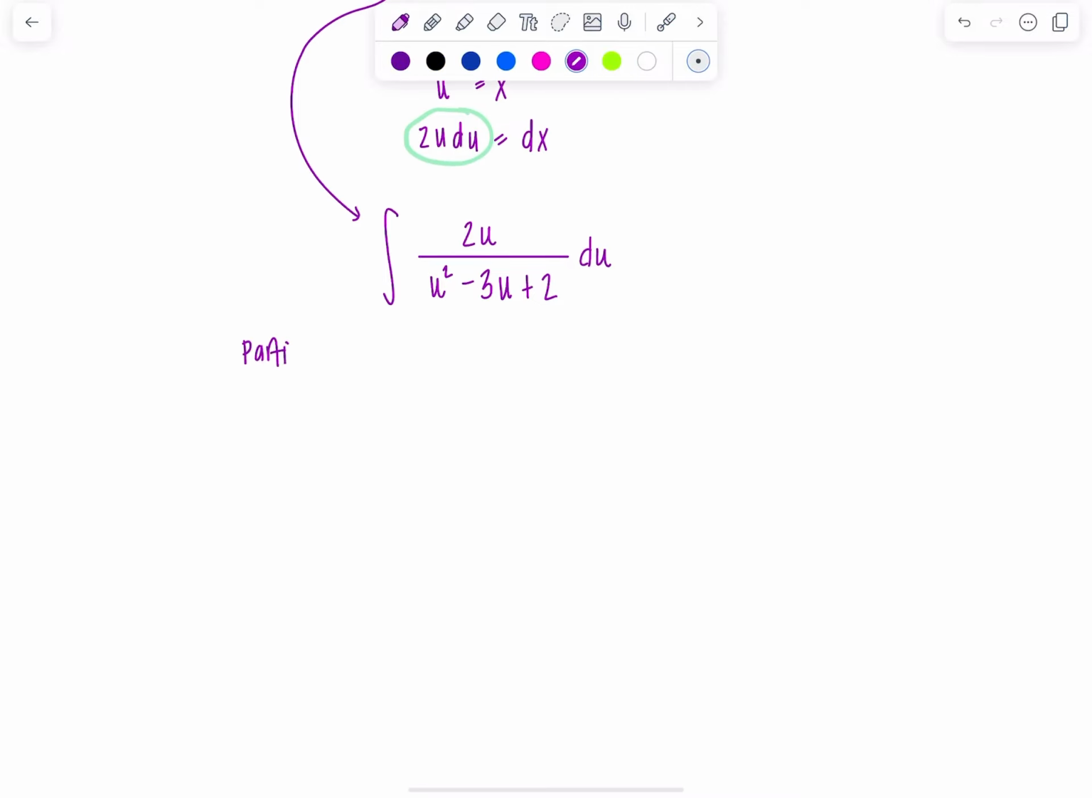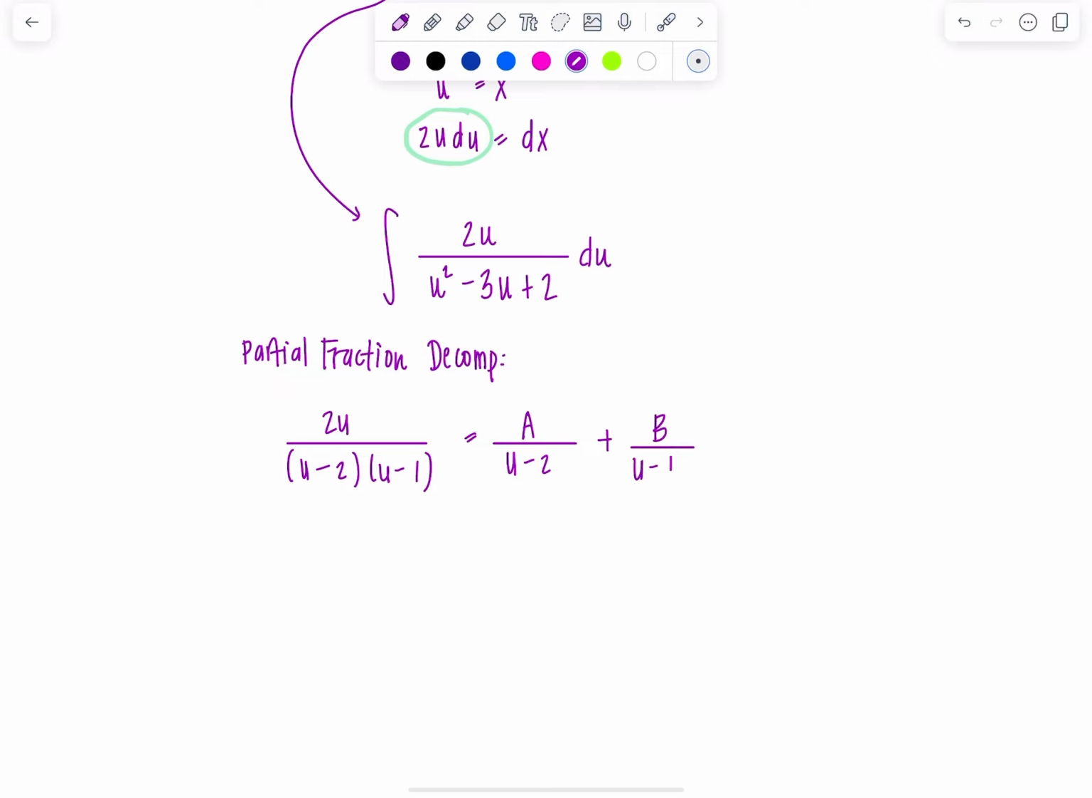So here we go, partial fraction decomp. You can factor out the 2 from the integral, but since I'm doing partial fractions, I'm just going to leave it, and the decomposition will take care of it. So we have 2u over, now let's factor that denominator, u minus 2, u minus 1. Both of these factors are linear, and they're not repeated. So the decomposition will have the form A over u minus 2 plus B over u minus 1. And then in the next step, we clear out the fractions, so multiply by u minus 2, u minus 1.